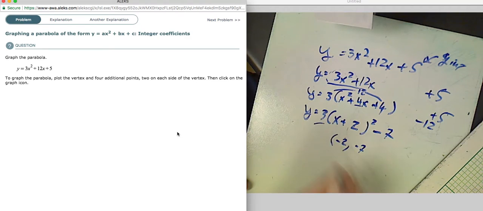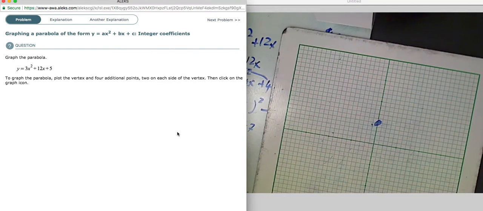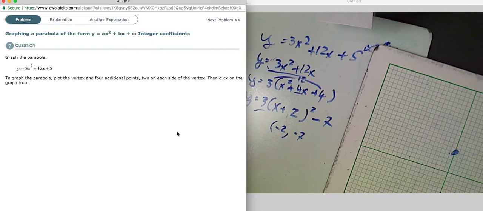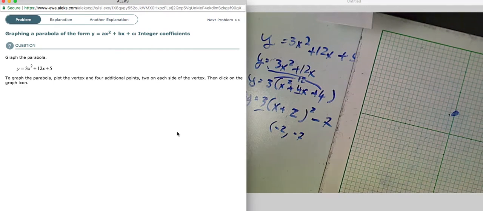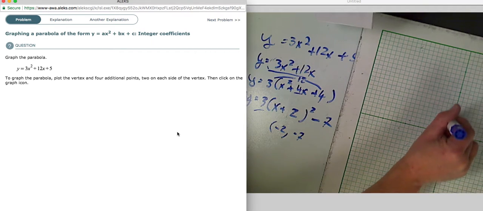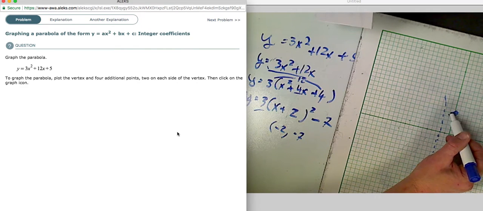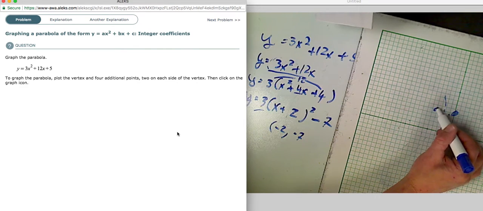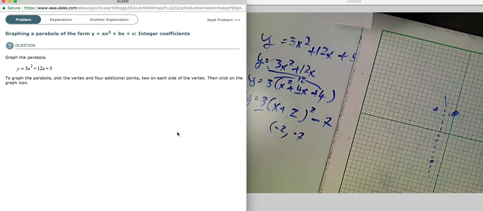And I have that stretch of 3. So let's go here and look at this again. Negative 2, then 1, 2, negative 1, 2, 3, 4, 5, 6, 7. And here's my axis of symmetry. I have another point right here, because that is the mirror of that.